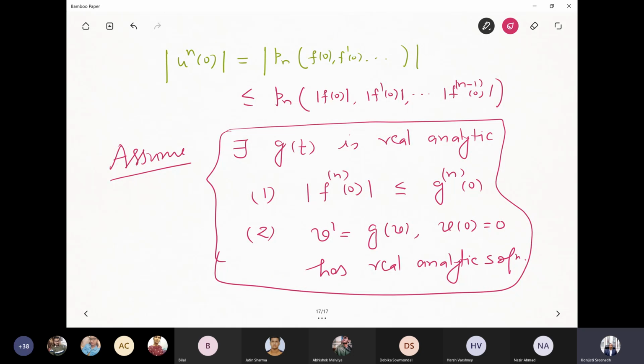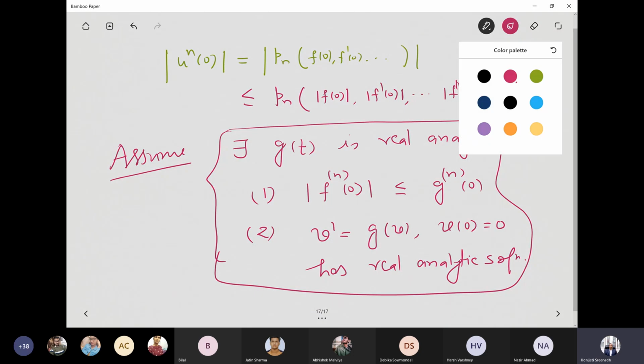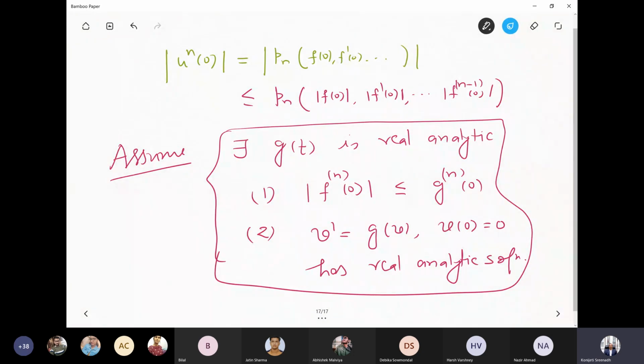Once we assume this, what happens to this Pn? Now I have mod fn0 less than or equal to gn0. Therefore, the polynomial is again with positive coefficients. Therefore, this mod un0 now becomes less than or equal to Pn of g at 0, g prime at 0, up to gn minus 1 at 0, with no mod on g.